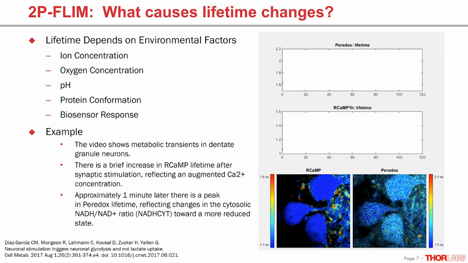So what can we measure with FLIM? Lifetime depends on all kinds of things inside of a living tissue or a cell. We can look at oxygen concentration, we can tell what the pH is, or we can even look at changes in protein conformation over time. All of these changes can be used as a biosensor to monitor conditions or processes in living cells and tissues.